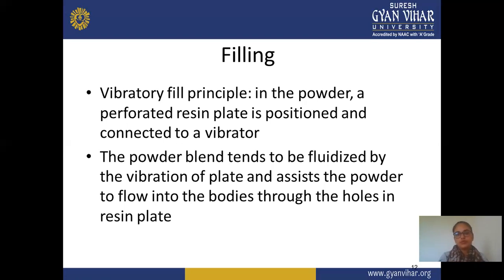The powder blend tends to be fluidized by vibration of the plate, which assists the powder to flow into the capsule bodies through the holes in the plate. So in the filling part we see two principles. One is the auger principle, where you fill with the help of an auger rotator. Next is the vibrator, with which you can easily fill the hard gelatin body. You put the powder sample into the capsule shell, and continuous, uniform filling takes place with the help of the vibrator.